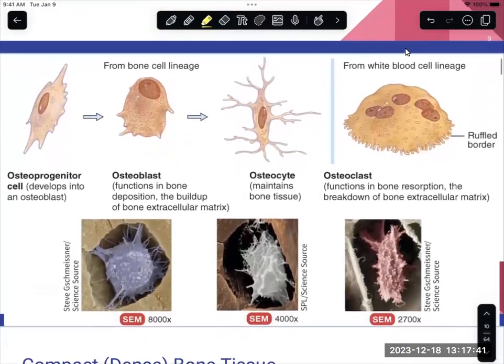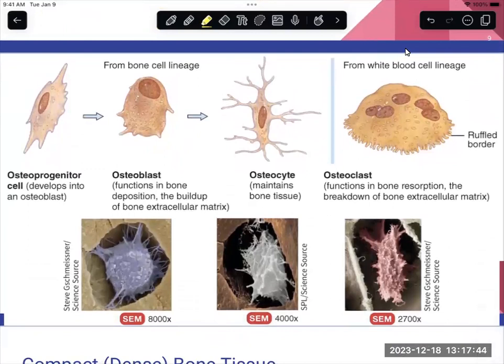So here is both drawings and pictures or electron micrographs of these different cells. So we get these osteoblasts that started as osteoprogenitor cells. So these osteoprogenitor cells go to osteoblasts. Those osteoblasts, they build that bone and surround themselves and become osteocytes, sorry. And then from our white blood cells, we get osteoclasts that are going to come in and resorb or break down that bone.